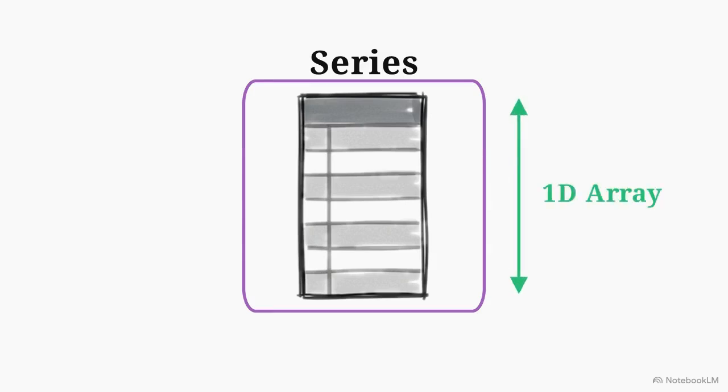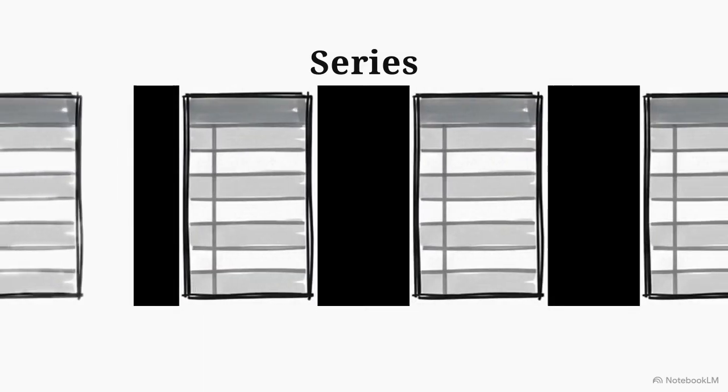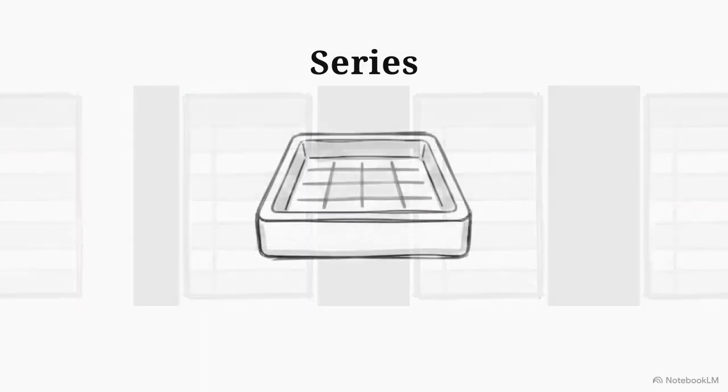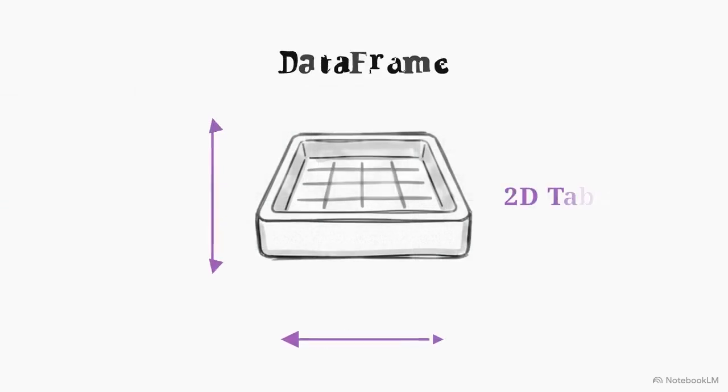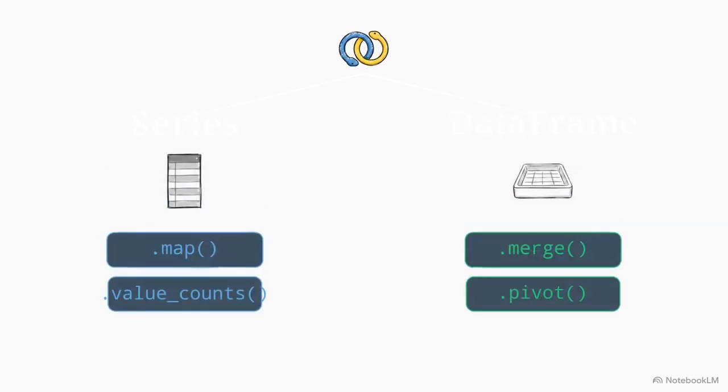This highlighted vertical column represents our first core structure, a Series. In Pandas, a Series is simply a single one-dimensional column of data. When you take multiple Series and snap them together horizontally, you create the second core structure. This complete two-dimensional table is called a DataFrame. Knowing whether you are working with a single Series or a full DataFrame dictates exactly which functions and operations you can run on your data next.